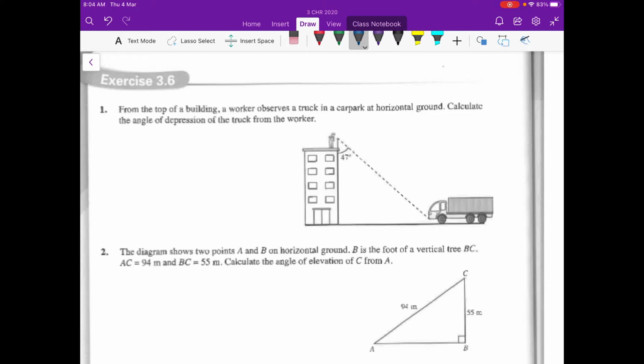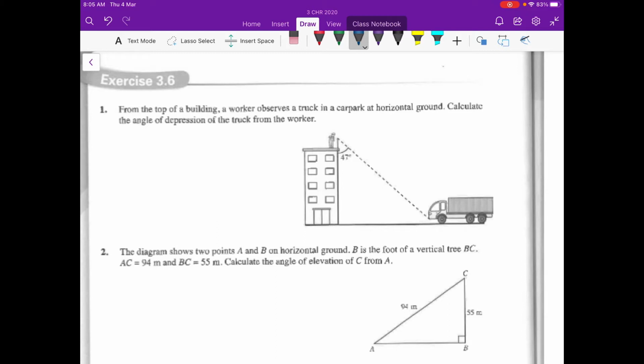Now, from the top of a building, the worker observes a truck at a car park. Calculate the angle of depression. You need to know where the horizontal is. Where are we looking from? Are we looking from the top or from the bottom? You are looking from the top, right? In the question, they say the worker is at the top, looking down.